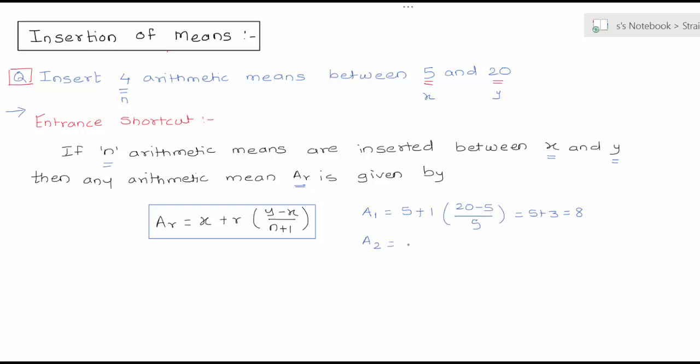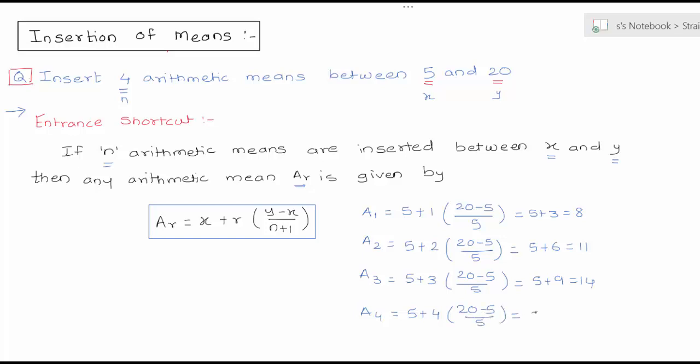The second arithmetic mean would be again x, 5, plus second, so we use 2, (y minus x) upon n plus 1 remains as it is, and this gives 5 plus 6, that is 11. Similarly, A3 would be 5 plus 3 times this bracket, 20 minus 5 upon 5, that is 5 plus 9 equals 14, and the fourth arithmetic mean would be 5 plus 4 times 20 minus 5 upon 5, that is 5 plus 12, that is 17. So for entrance, students must learn this by heart as a shortcut for arithmetic mean.